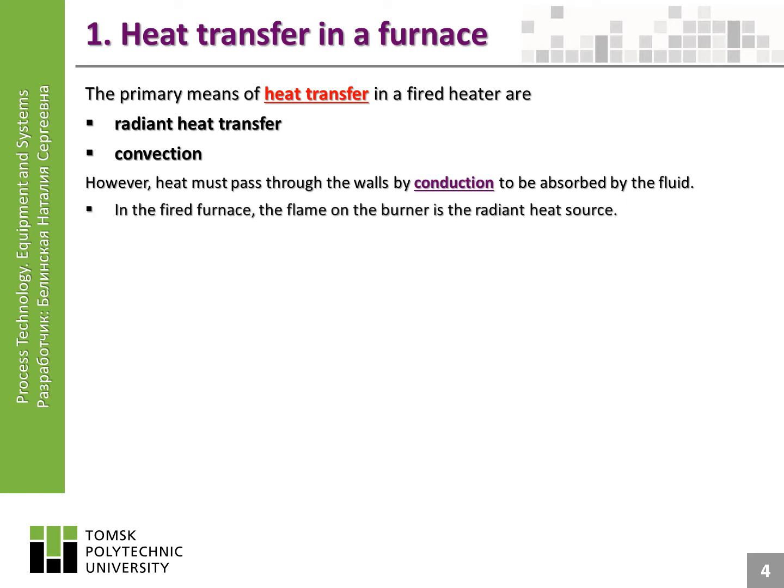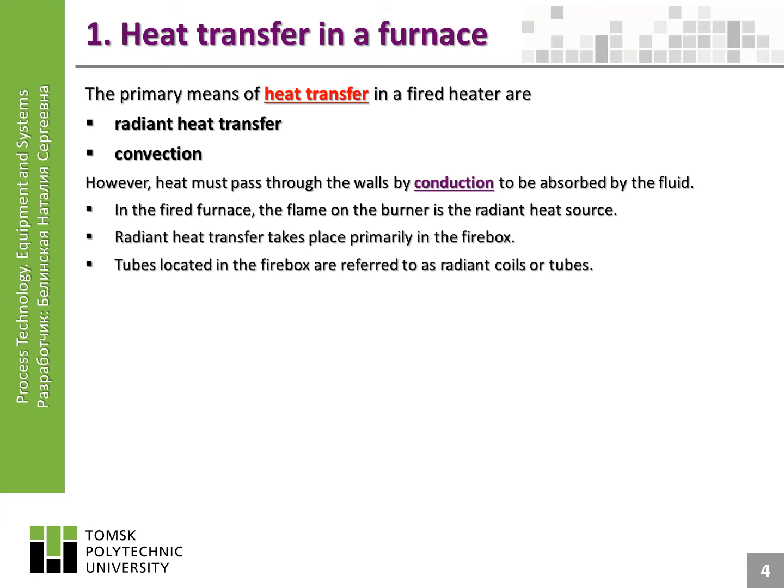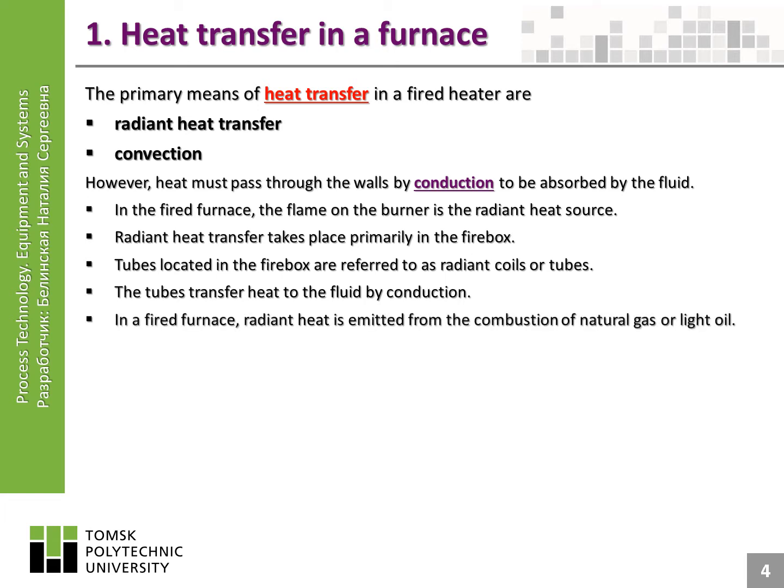In the fired furnace, the flame on the burner is the radiant heat source. Radiant heat transfer takes place primarily in the firebox. Tubes located in the firebox are referred to as radiant coils or tubes. The tubes transfer heat to the fluid by conduction. In a fired furnace, radiant heat is emitted from the combustion of natural gas or light oil.